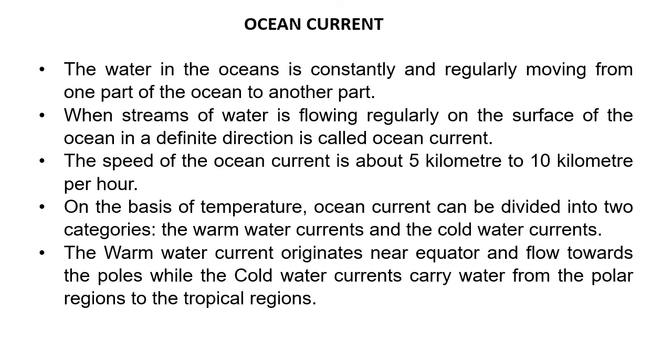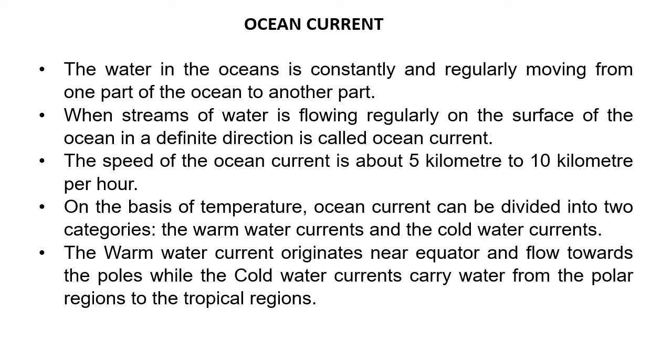All right. Now, ocean current. The water in the ocean is constantly and regularly moving from one part of the ocean to another part. When streams of water flow regularly on the surface of the ocean in a definite direction, it is called ocean current. The speed of this ocean current is about 5 kilometers to 10 kilometers per hour.